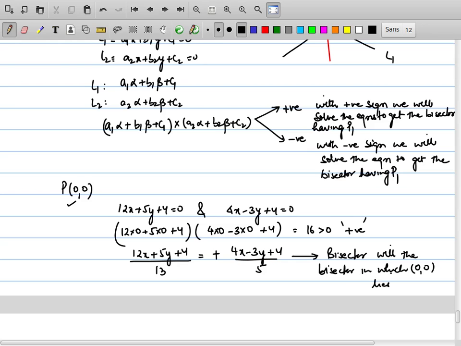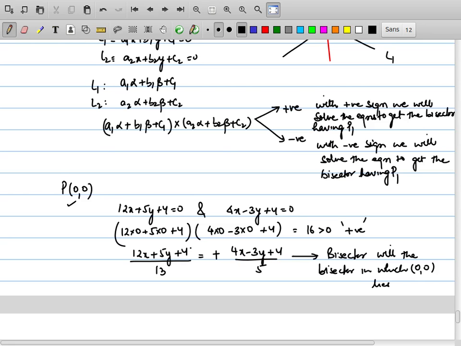If the question says find a bisector in which this point does not lie, then in that case we'll again find the sign of this, and we'll now take the negative sign, because we don't want (0, 0). We want the bisector in which (0, 0) does not lie. So we'll take the sign opposite to what we are getting here to get the bisector which does not contain (0, 0).